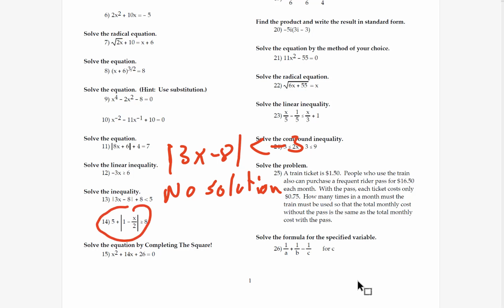Okay, this one is different here. If you subtract 5 from both sides, you're going to get greater than or equal to 3, and then you need to know how to solve that. And I'll just remind you how to solve that.